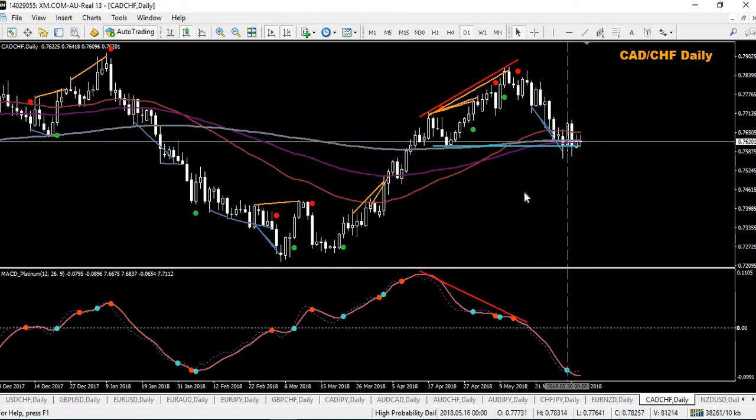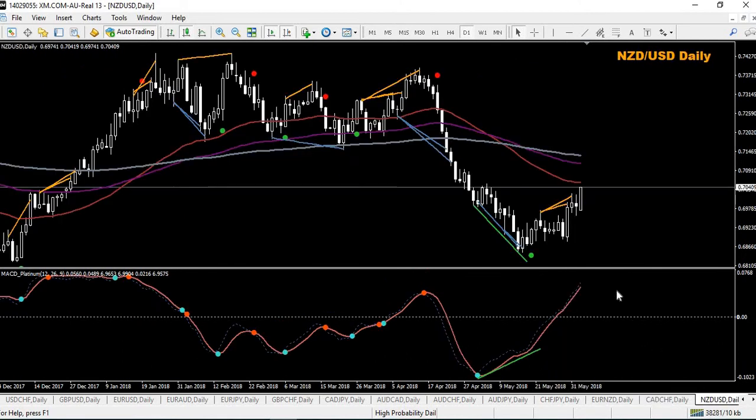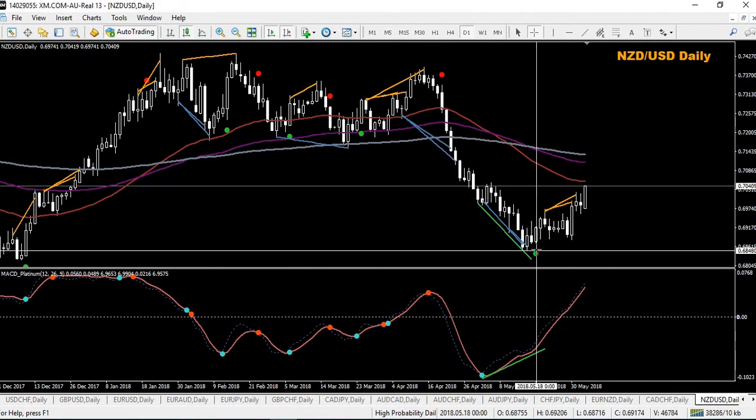Same with the Canadian Swiss franc. I've got this low where the aqua line is. Got a blue dot down below the zero level. I've drawn my grey line just to give me a heads up that something could be happening. If this level holds and I get a green QMP, very tempted to take a buy. Looking to go at least to that previous high. That's the plan.